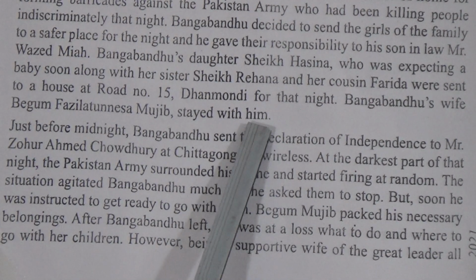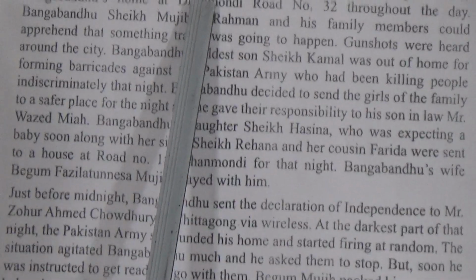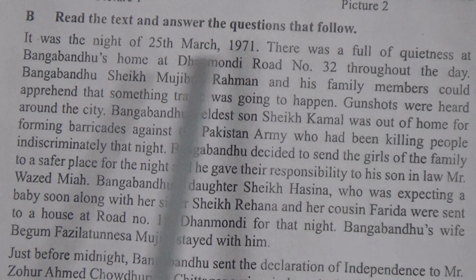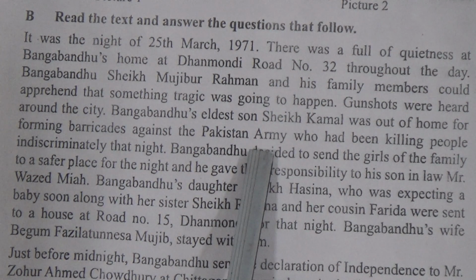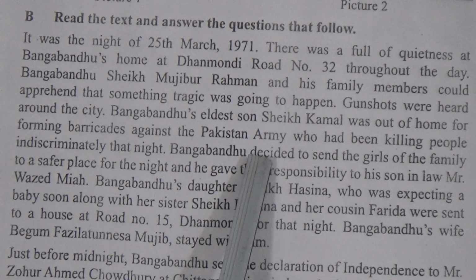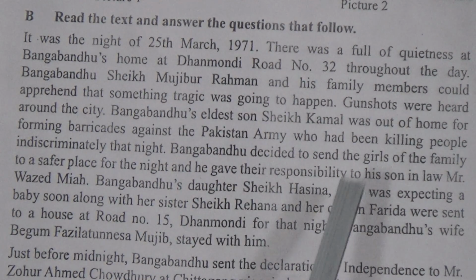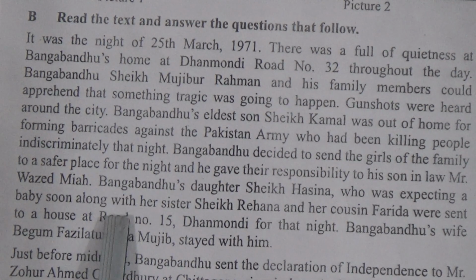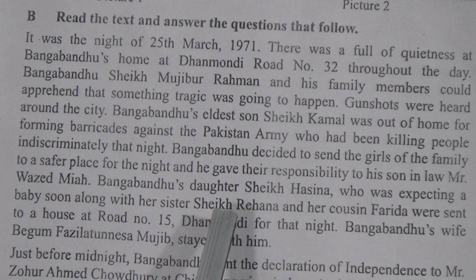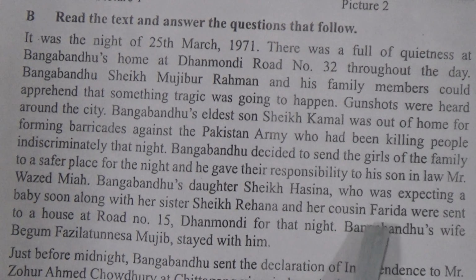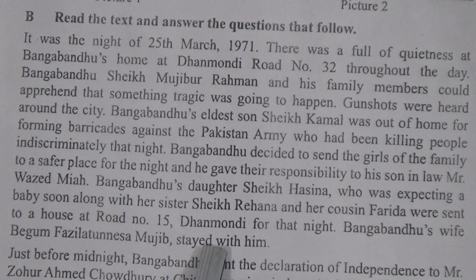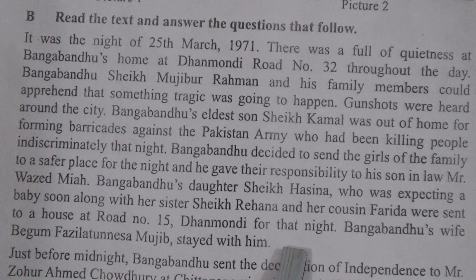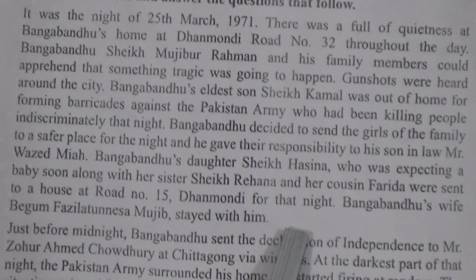Students, from this paragraph, we come to know about the Black Night of 25th March 1971. At that time, there were gunshots everywhere around Dhaka city, and the Pakistan army were killing the most people of East Pakistan that night. And at that time, Sheikh Hasina, the daughter of Bangabandhu Sheikh Mujibur Rahman, who was expecting a baby, was sent to a safe place with her sister Sheikh Rehana and her cousin Farida. And Bangabandhu was staying with his wife Begum Fazilatunisa Mujib, and they were alone at the house of Dhanmondi, road number 32.